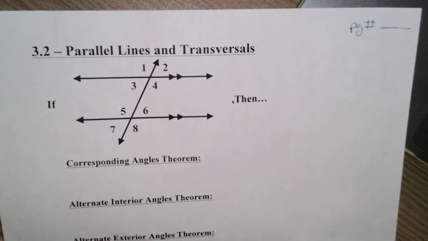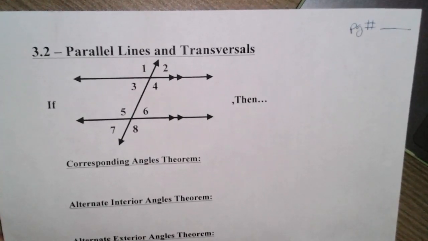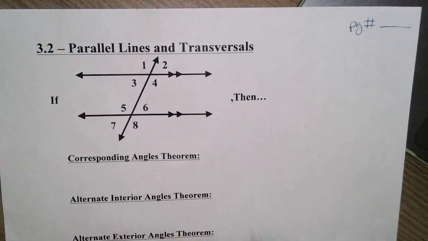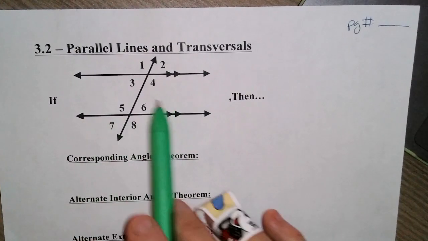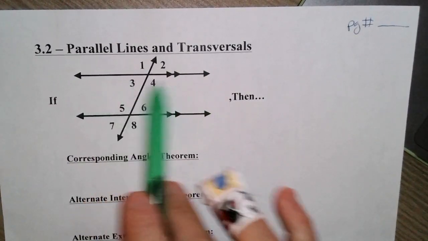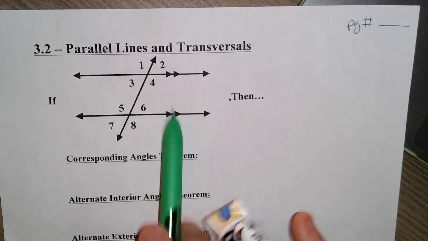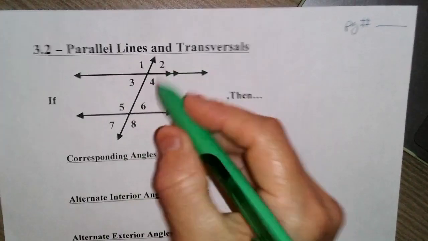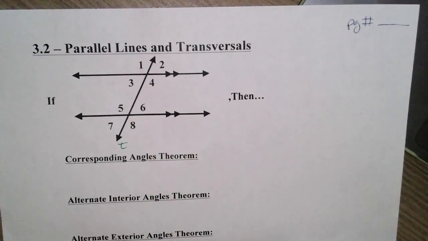All right, guys, so section 3.2 follows from section 3.1 where we talked about two lines cut by a transversal. Now, the special thing about this is that we have two parallel lines cut by a transversal. Remember this double arrow symbol means that those lines are parallel, and they're cut by this transversal right there.